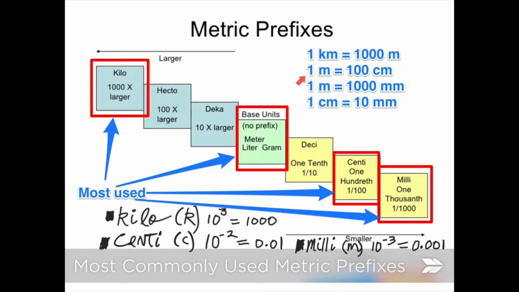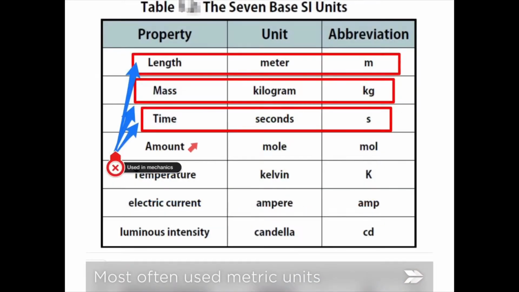Putting this and this together, since 1 meter is 100 centimeters and 1 meter is 1,000 millimeters, this tells us that 1 centimeter is 10 millimeters. The metric system has 7 dimensions or properties. All metric units must be in the base or standard unit. In this course, we will only use, for the most part, 3 of the 7: length, mass, and time.